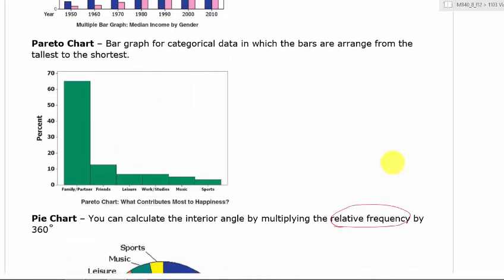Next, we have a Pareto chart, which is basically the same thing as a histogram, only this is for categorical data. And so, right, this is leisure time, so this is what contributes most to our happiness. And so we can see how many people selected friends, how many people said that family/partners made them the happiest, how many selected music as the thing that makes them the happiest, right? And so the count, or the percent of people that said that, is along the side here. So about 64% of people said that family/partner is what makes them the happiest.